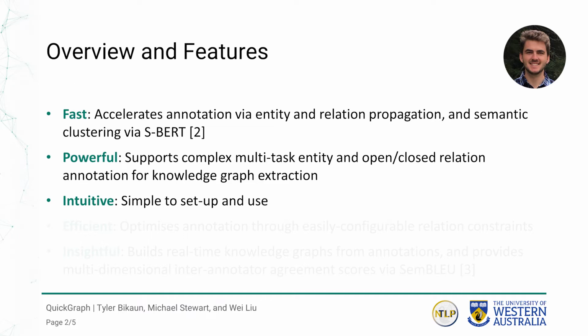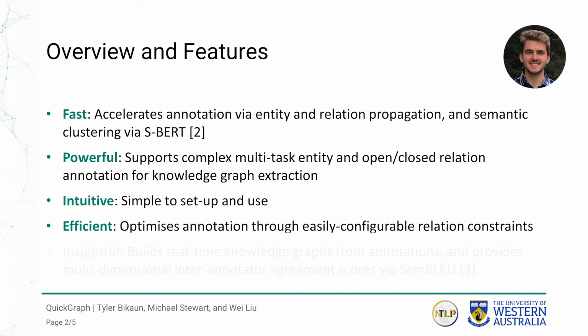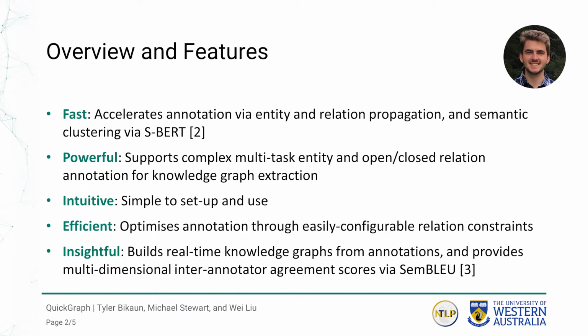Everything is bundled in Docker containers. To tackle the arduous process of relation annotation, QuickGraph allows easily configurable relation constraints to improve the annotation experience and efficiency. As annotations are performed, a real-time knowledge graph is also constructed to provide insights into the corpus. And lastly, a novel set of multi-dimensional inter-annotator agreement metrics are provided to aid gold standard corpus creation.